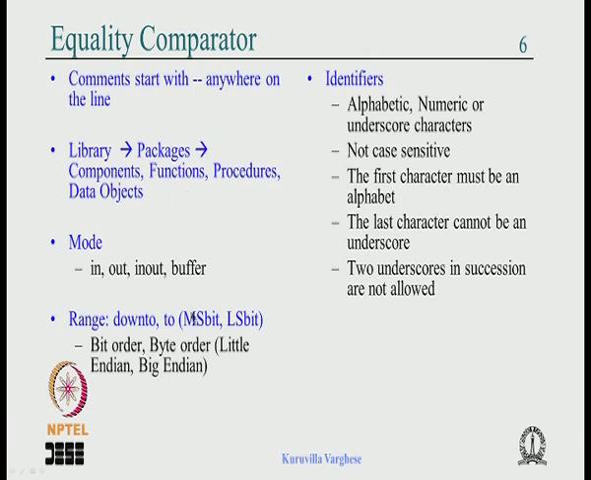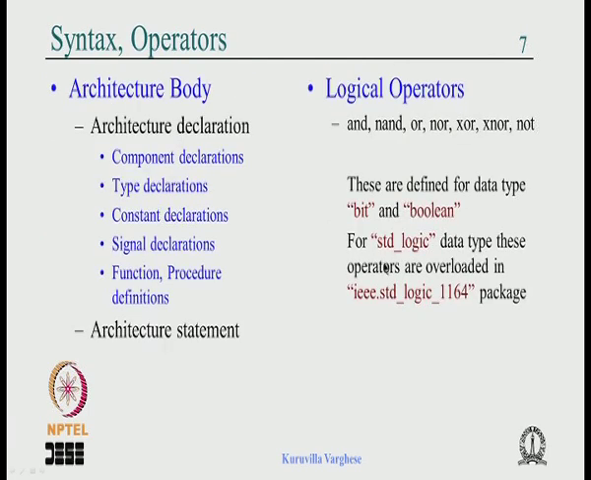the libraries, the mode, the bit order, and alphanumeric characters and underscore can be used, not case sensitive. The first character should be an alphabet, the last character cannot be an underscore, and two underscores in succession are not allowed, all that. And in the architecture body, before the begin you can declare many things, and after the begin you have the statements.